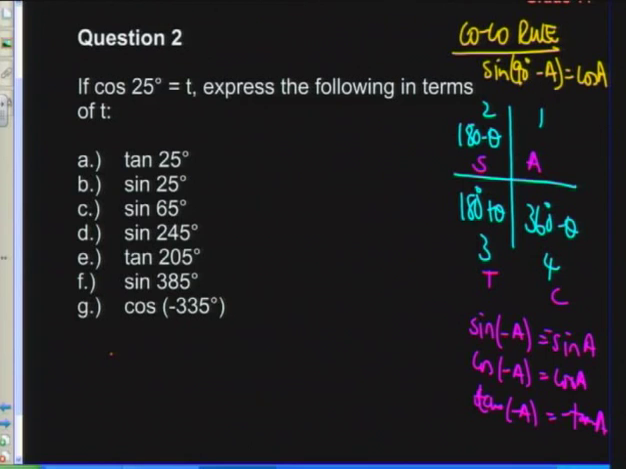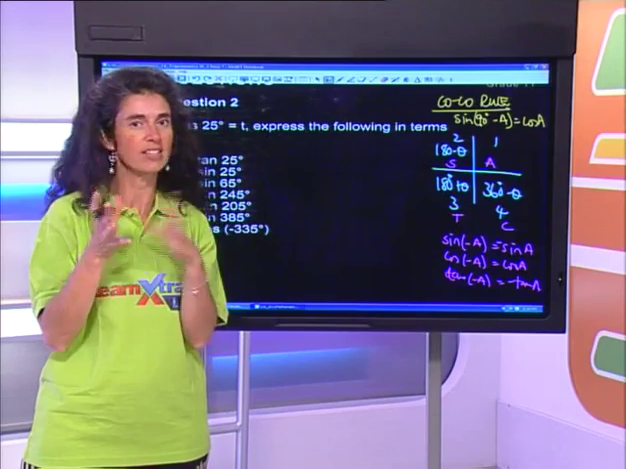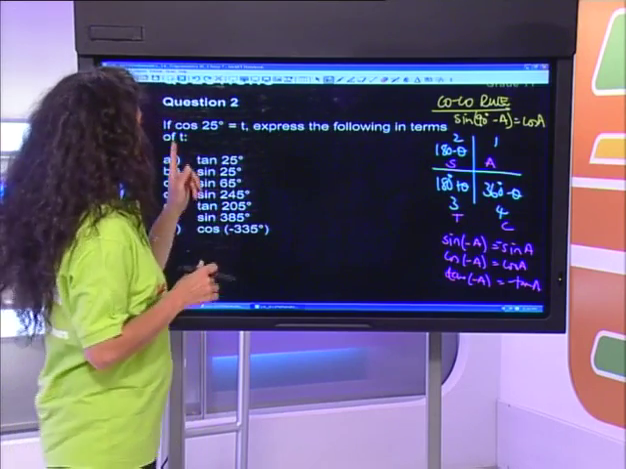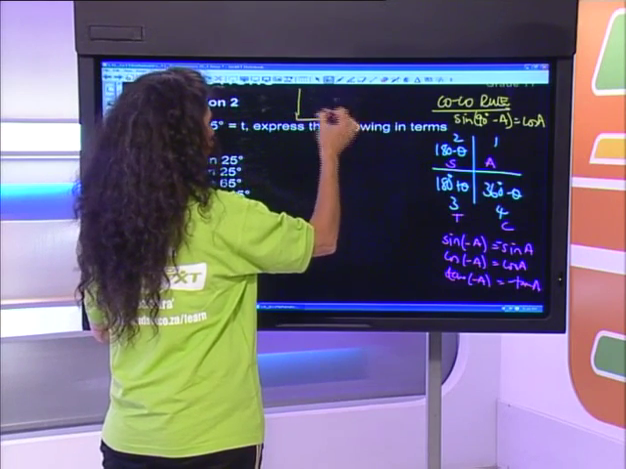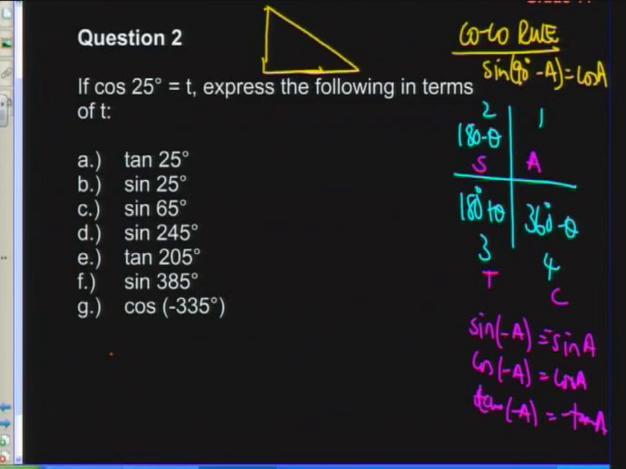There we go. Right, so now we have cos 25 is t, express the following in terms of t. We can look at this in a very algebraic way, or we can look at it in a pictorial manner. I'm going to show you both ways, and then you can decide what you'd like to use. So if cos of 25 is equal to t, without a calculator, I could actually draw a triangle that has got a 25 degree angle in it. So how big is this angle here, if that's 25? Well, those are complementary. So that means this angle is 65. 65 and 25 is 90.